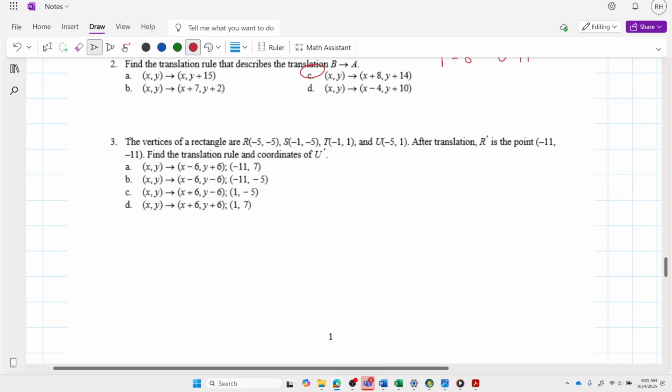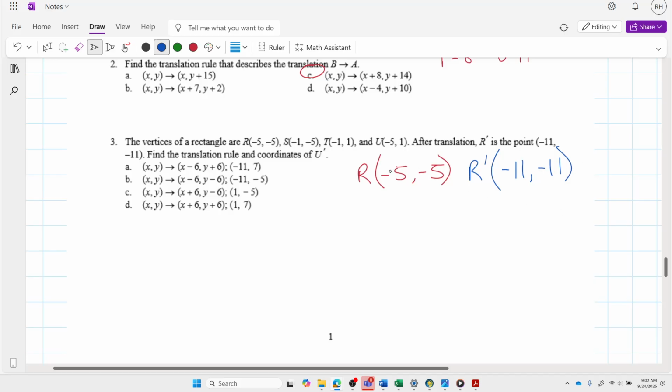All right, problem number 3. The vertices of a rectangle are R, S, T, and U. After translation, R prime is the point -11, -11. Find the rule and the coordinates of U. Okay, so if point R was at -5, -5, and then R prime is at -11, -11.